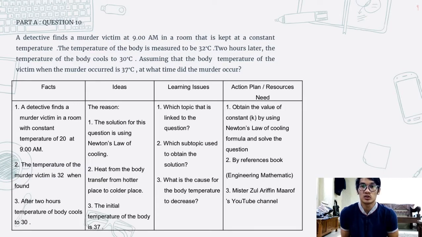The learning issues. Number 1, which topic is linked to the question? Number 2, which subtopic is used to obtain the solution? Lastly, what is the cause for the body temperature to decrease? Action plan and resources needed. Number 1, obtain the value of constant K by using Newton's law of cooling formula and solve the question.